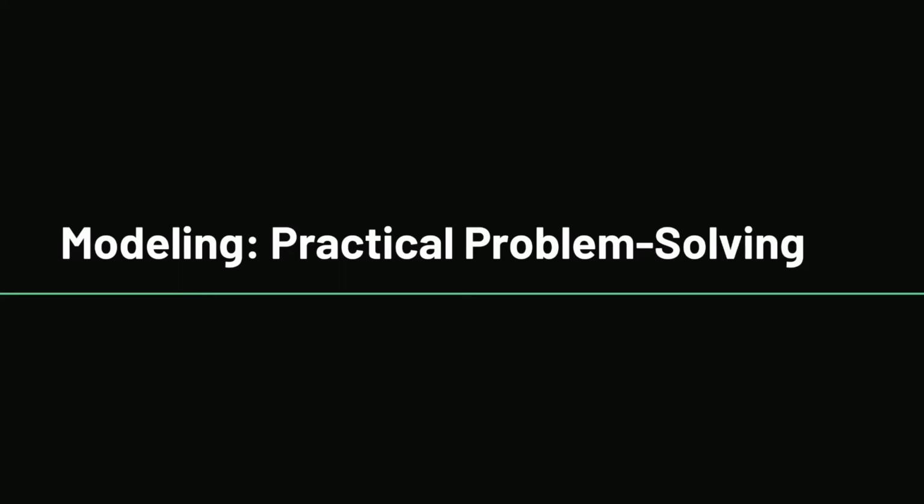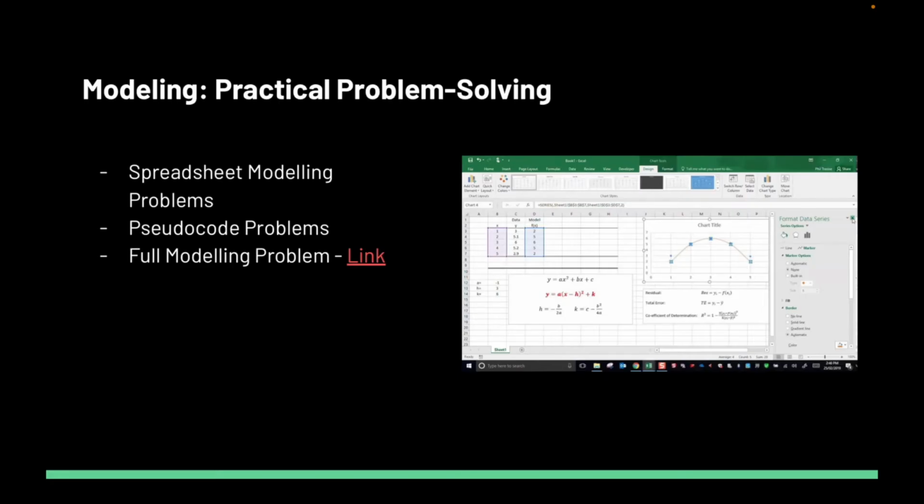Now that brings us to the end of our section on simulation. Now let's move on to practical problem solving in the context of modeling for option B. In this section, we're going to start by taking a look at spreadsheet modeling problems, where we need to draw out a spreadsheet and insert some different functionality into it. Then we're going to take a look at pseudocode problems, and we're going to finish off with a full modeling problem incorporating both of these.